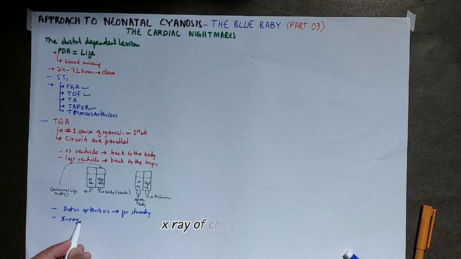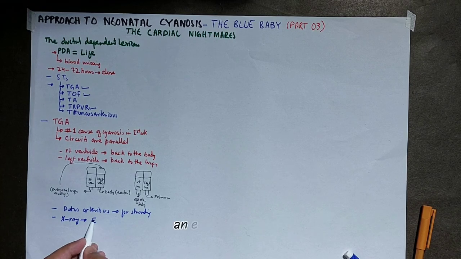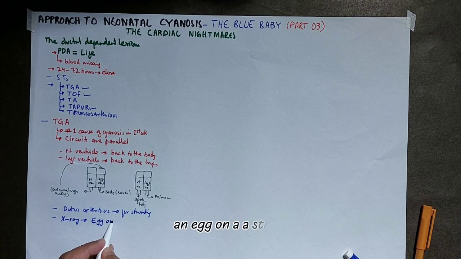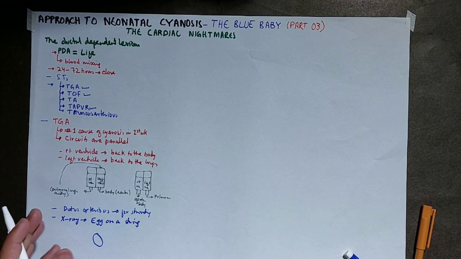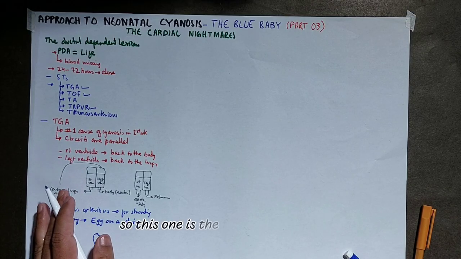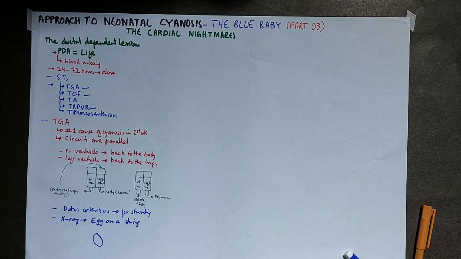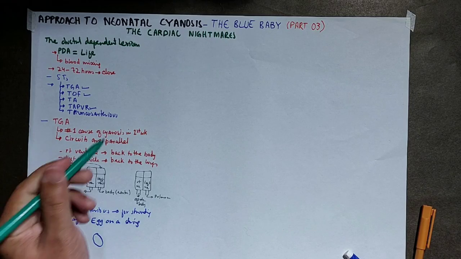For TGA, the X-ray of the chest looks like an egg on a string. It just looks like this on X-ray. So this one is the first one, that is TGA. The second one is Tetralogy of Fallot.